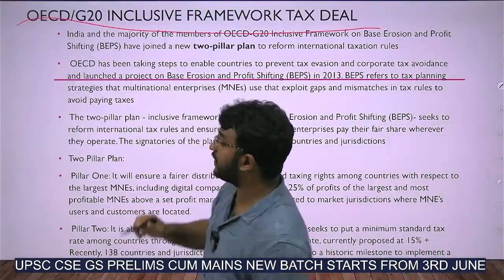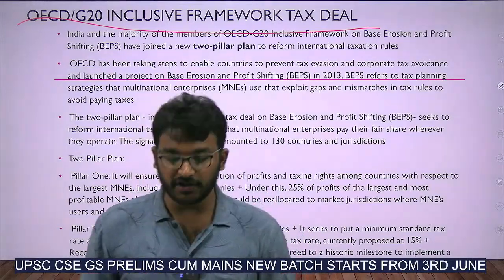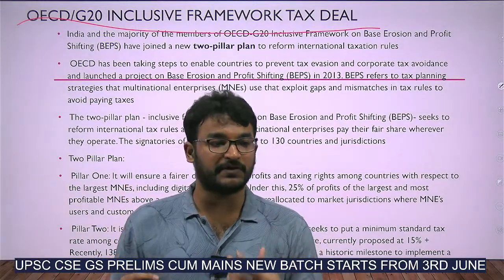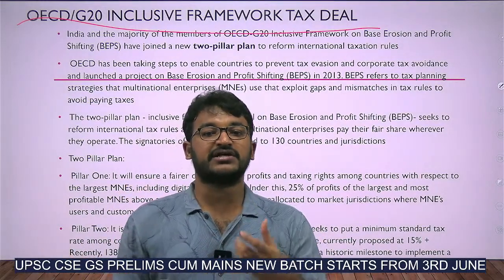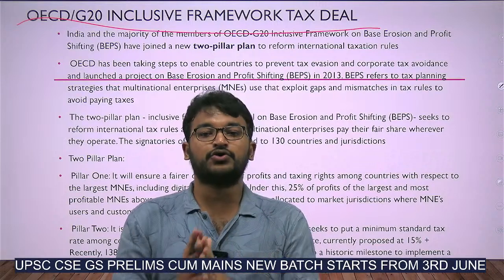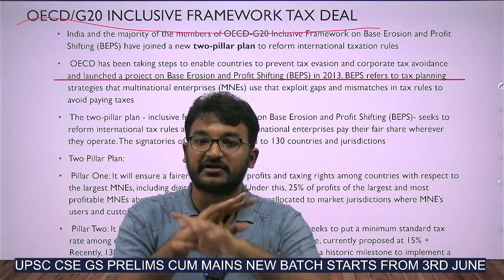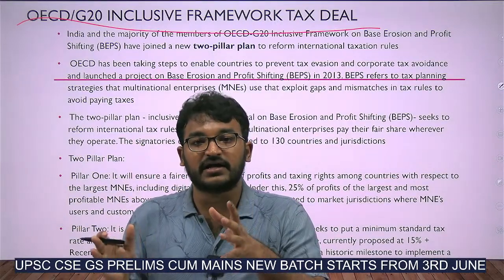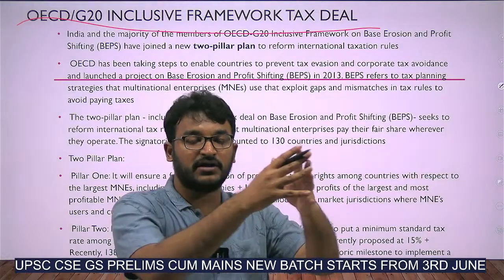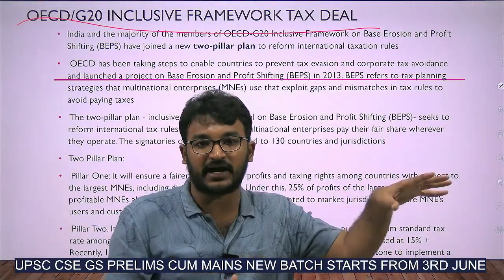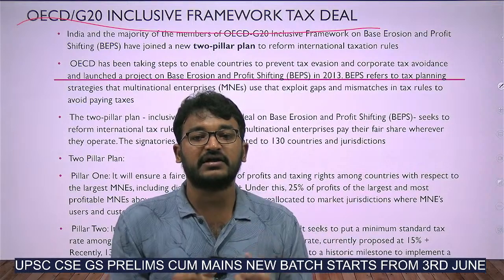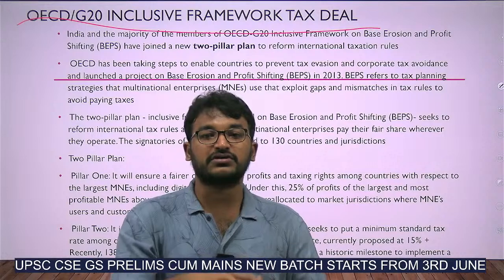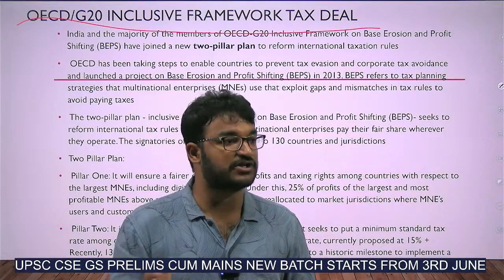OECD G20 Inclusive Framework Tax Deal. What is this? We all know that these big companies like Amazon, Flipkart or Google are using loopholes in the tax laws to pay very little tax or not pay tax at all. This is called base erosion and profit shifting. They keep their head office in small jurisdictions, in small countries like Bahamas, Mauritius and others, where taxation is very low. They keep the head office there, so they need not pay any taxes on their profits.